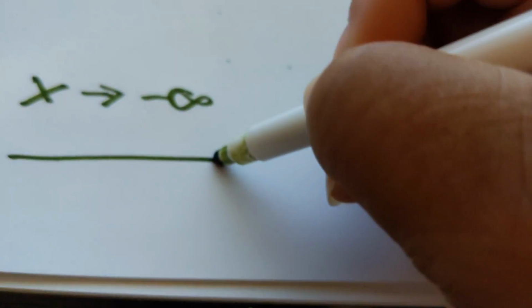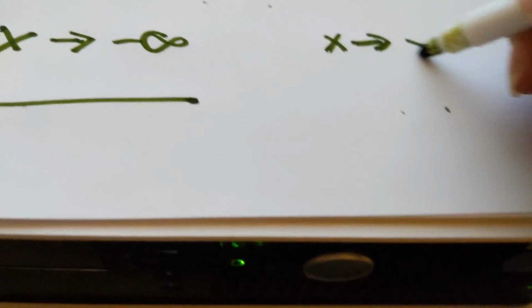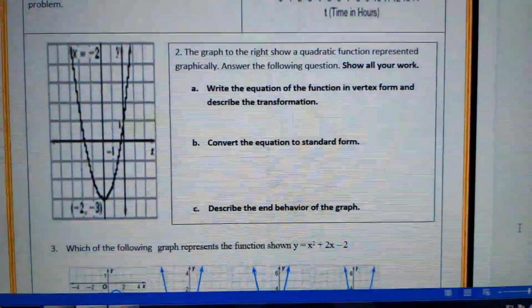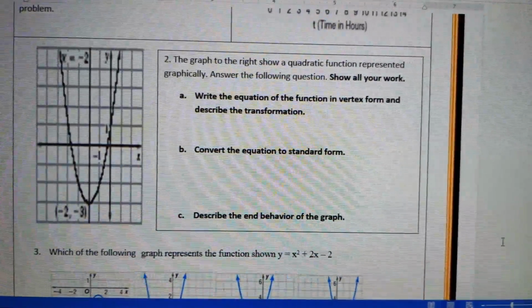So as x goes to -infinity, your graph is doing something. And then as x is going to positive infinity, your graph is doing something else. What's happening? Is it increasing or decreasing? In which direction? Okay, thank you very much.